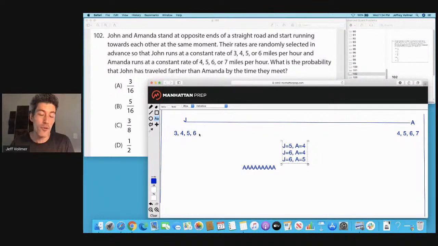Basically, what's the chance that if you draw a number from here, it's greater than a number from here? These are the only ways to do it out of those 16 ways. There's some where they would have equal speeds, but then John would not travel farther than Amanda. He would travel the same distance. So that's kind of a trick. But yeah, I think 3 out of the 16. So that's why I picked 3 out of 16.